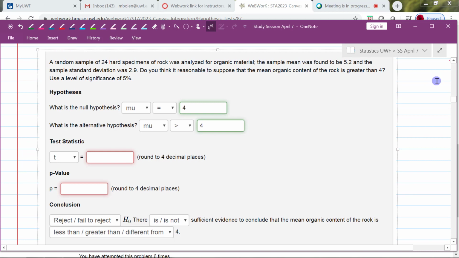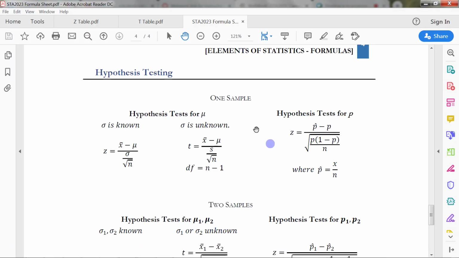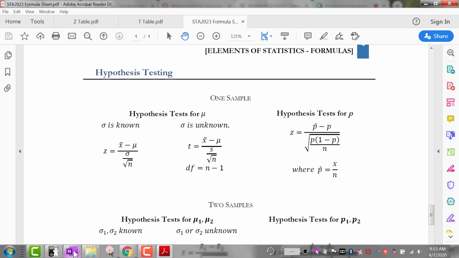Alrighty, so our test statistic is going to look like this. It's a T test about the mean. We're going to pull up our formula sheet, and it's one sample. So here is our test statistic right here. Hypothesis testing, one sample about the mean. The population standard deviation is unknown, so this is our test statistic. So let's go ahead and write that in here.